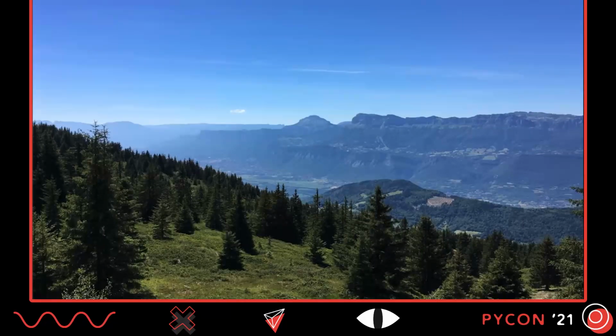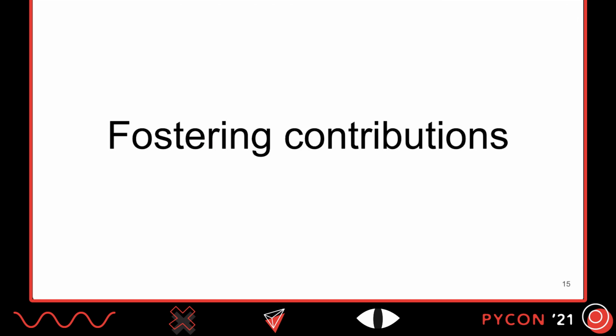Yeah, I'm trying my best not to have this be too negative. So just to finish on a more positive note, I wanted to showcase different ways you could foster those accessibility contributions on your own projects.